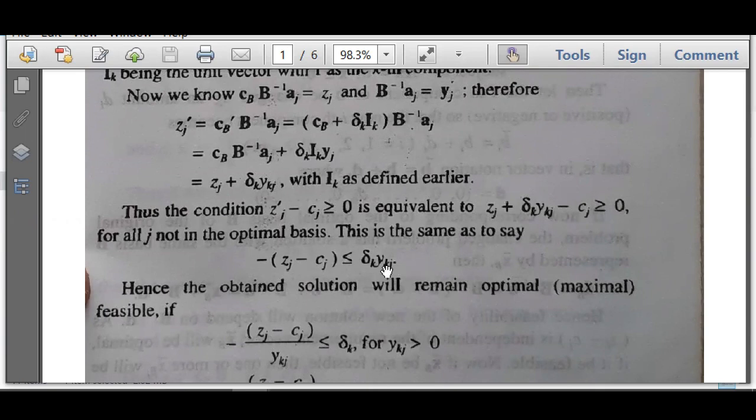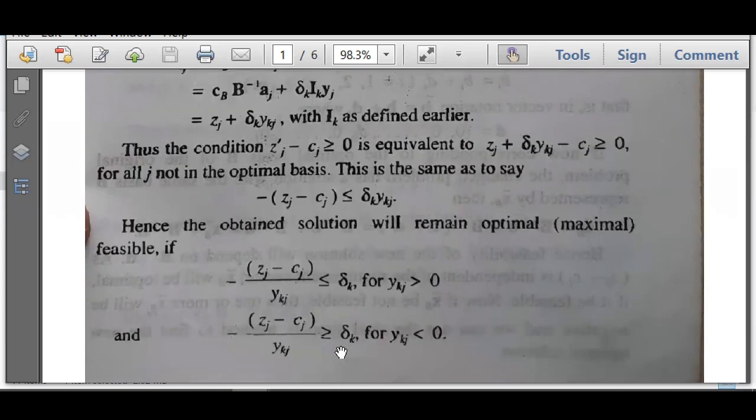Ykj is known to you, only del k is the unknown. That is the parameter range we have to sort out from here. Now there are two possibilities, depending on the nature or the signature of ykj. If it is positive, then obviously this reduces to this one. As it remains positive, simply you can take it downside.